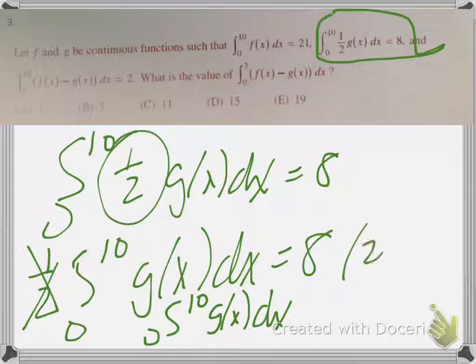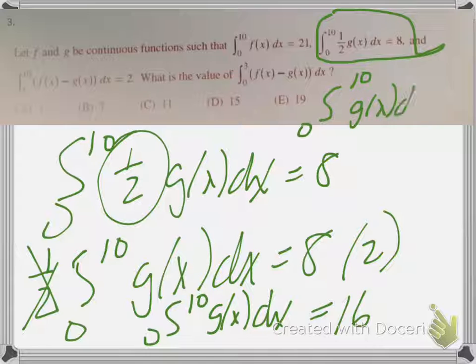But then if I multiply this side by 2, I get 16. Okay, so what did this just give me? This just gave me the integral from 0 to 10 of g of x equals 16. Okay, so we'll see what we could do with that. And we also know that the integral from 0 to 10 of f of x equals 21. Okay, so let's make some room here.